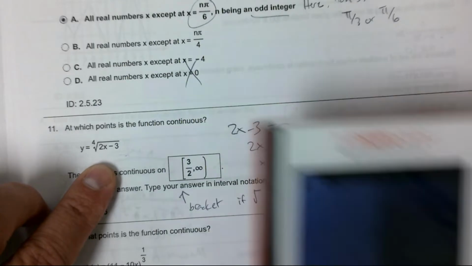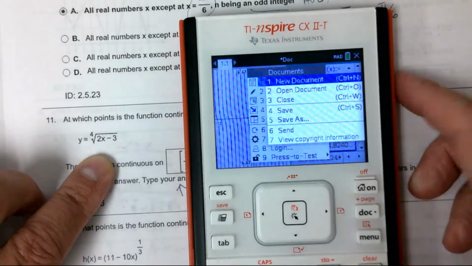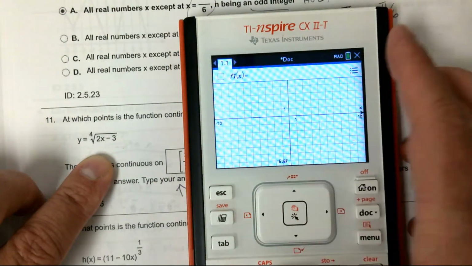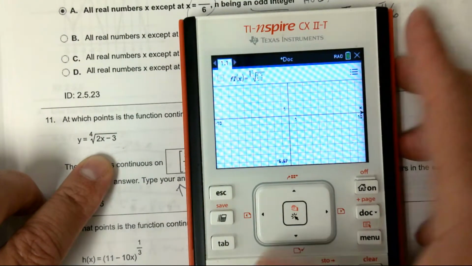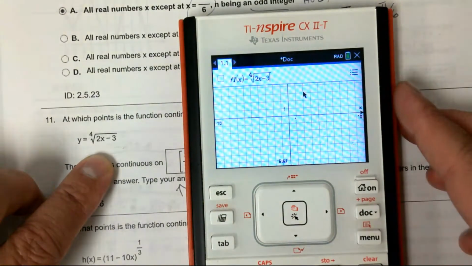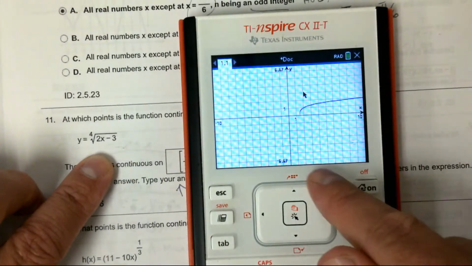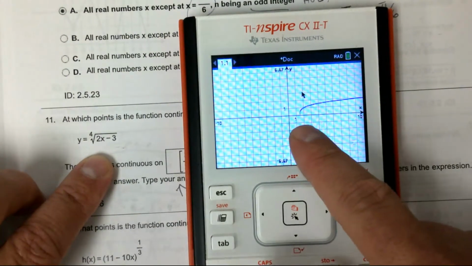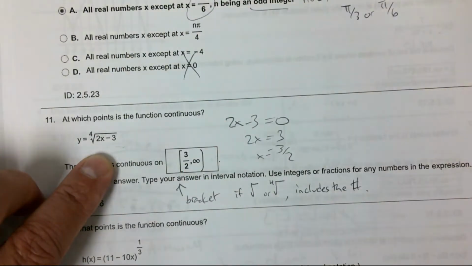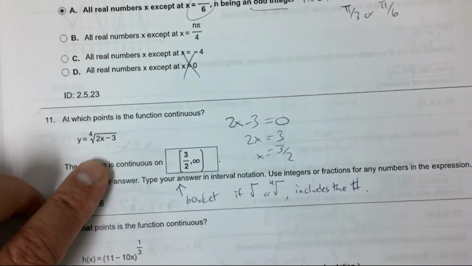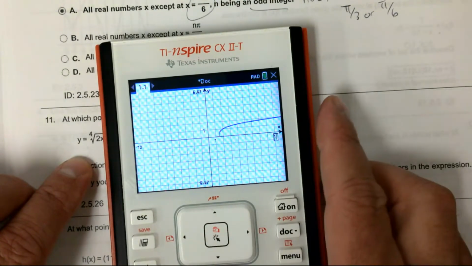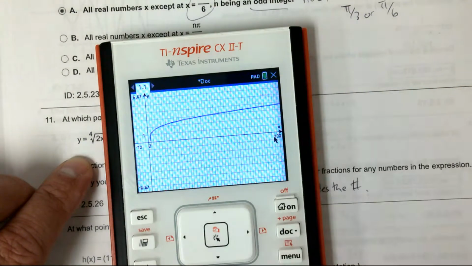So let's graph it. So we're going to do nth root, and we got to put a 4 here and put 2x minus 3. Okay, so from about right there, 3 halves on, or 1.5 on, it's continuous. So even if I went out to like 100, it's still going, like the Energizer Bunny.